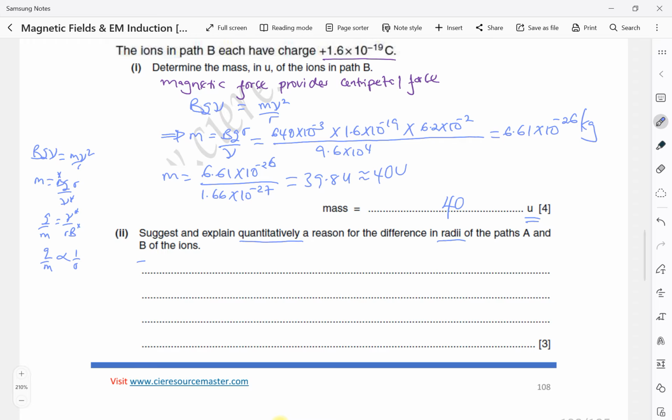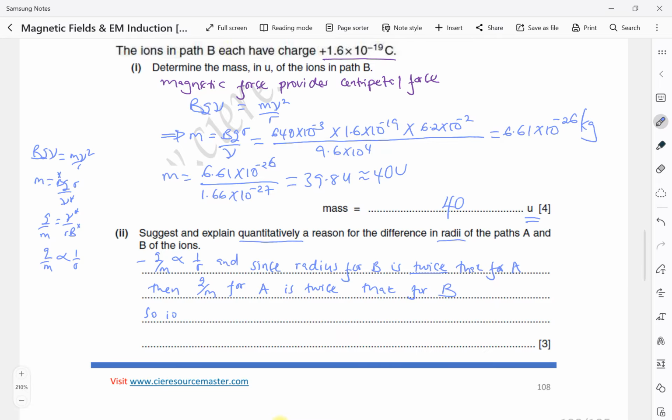So one, I could say that the charge to mass ratio is inversely proportional to r, and since the radius for B is twice that for A, and saying twice, I'm being quantitative, then the charge to mass ratio for A is twice that for B. Because charge to mass ratio is inversely proportional to radius, and the radius of B is twice that for A, it also means the charge to mass ratio for B is half that of A, or the charge to mass ratio for A is twice that of B.